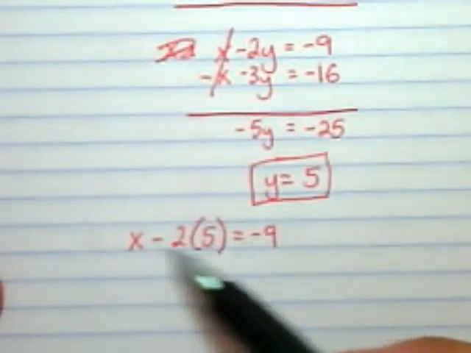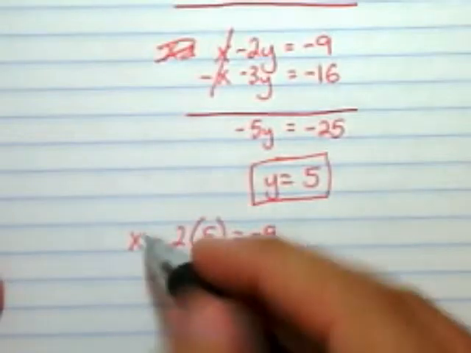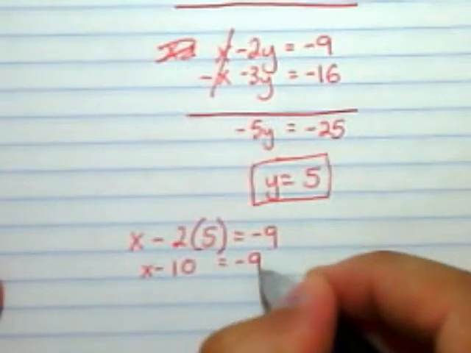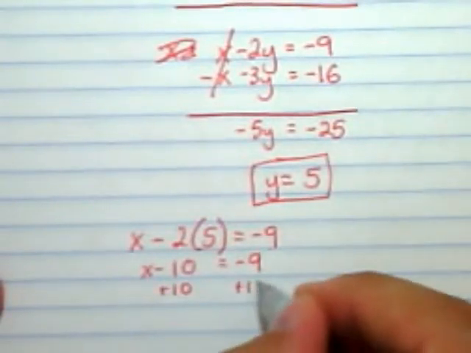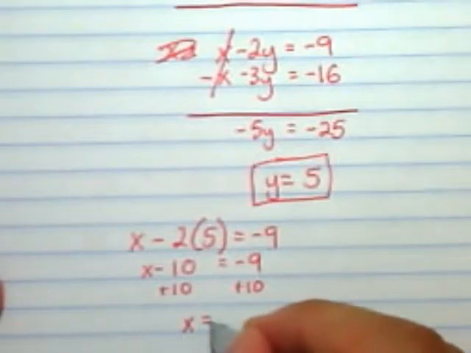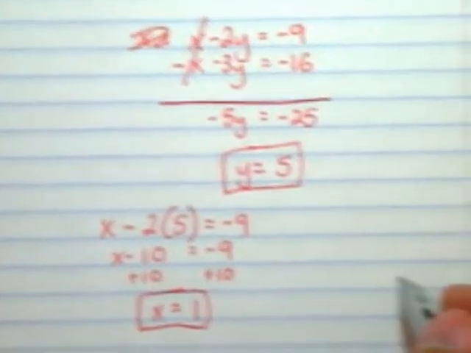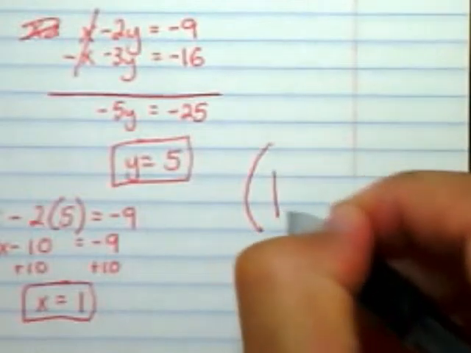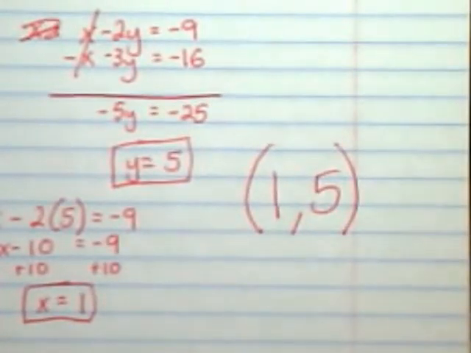Again, we just use the same thing we use here. It came from up top, our original equation. So 2 times 5 would be x minus 10 equals negative 9. We've got to get rid of this negative 10, so we're going to add 10 to both sides. X equals negative 9 plus 10 gives us a positive 1. So our answer, if we write it, it's going to be 1, 5. And that would be our answer.